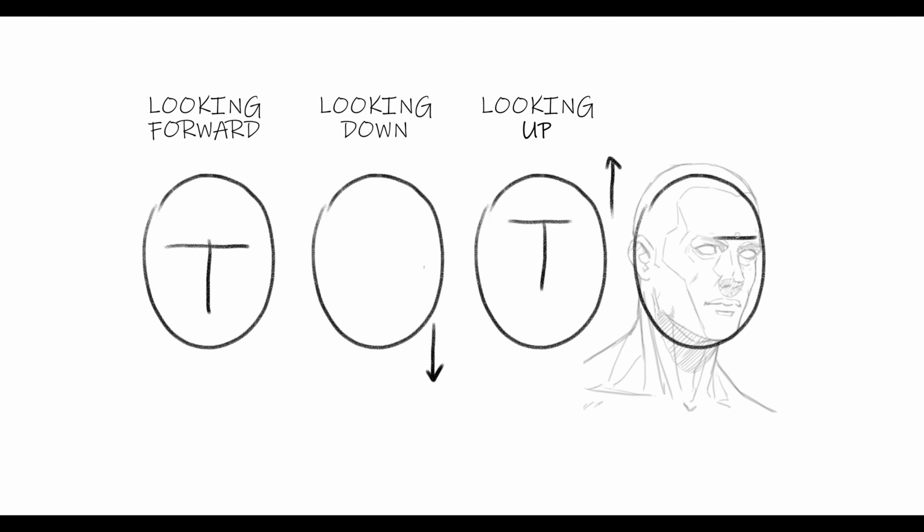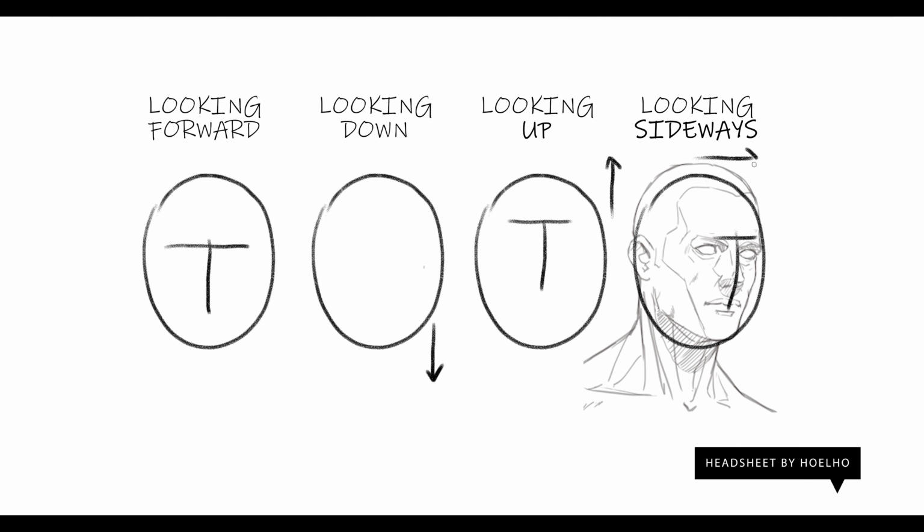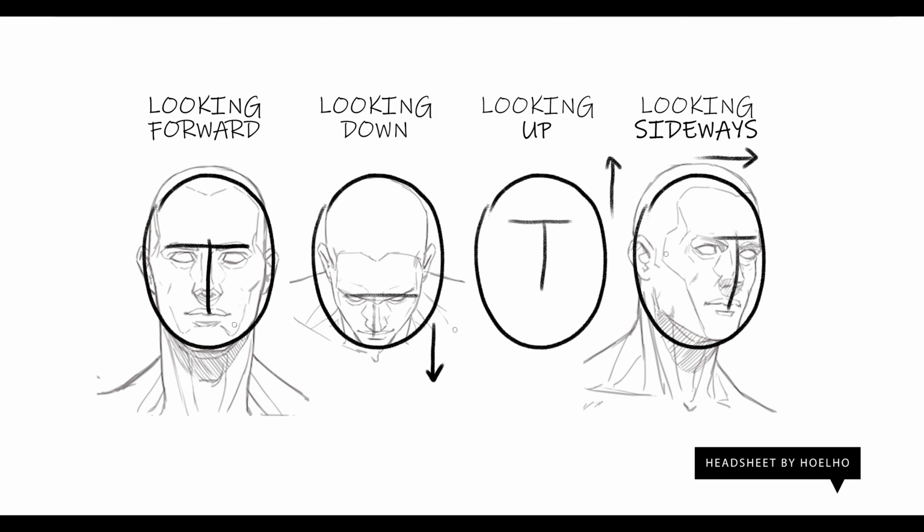And if they are looking to the side, we shift the T-shape to the side. You'll notice moving the T-shape around creates the illusion of the character's eye line. So the T-shape works when the character is facing the camera. But what if they look away?